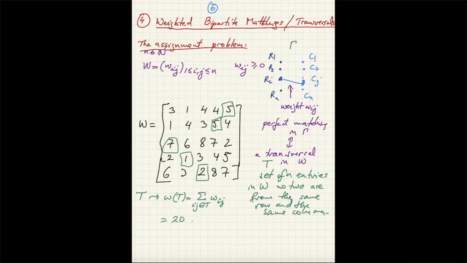Okay, so it's clear that if you have some entries that are zeros in the matrix, well, I guess you can put it in a transversal, but it won't contribute so much. So you can think that there are n factorial transversals of W. Okay. So the problem is: find a transversal of maximum weight.